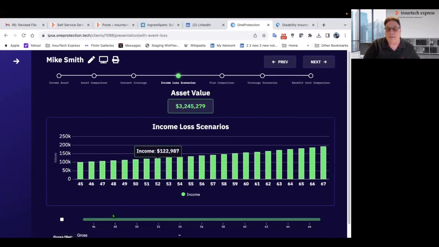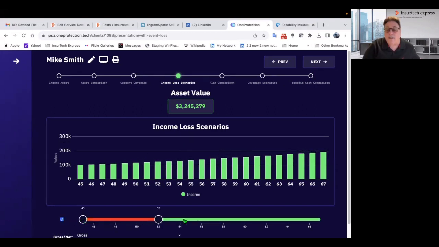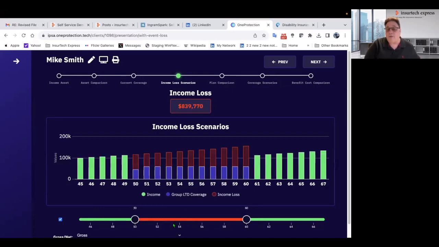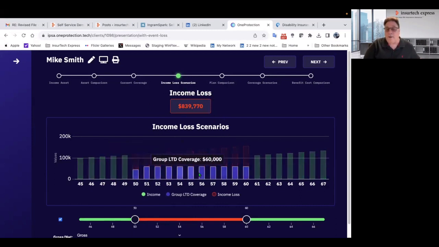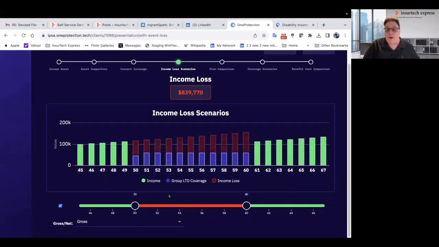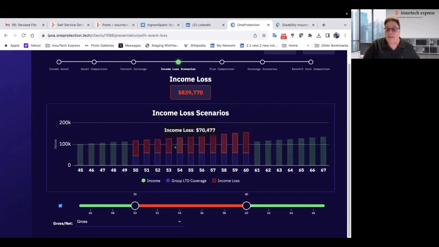Next screen. All right, let's take a look at what happens if we get disabled. I'm going to check this box, and say 10 years in, at age 50, I get disabled for 10 years. I'm keeping numbers rounded. That's an income loss of $839,000 not covered by my work. That's very significant.